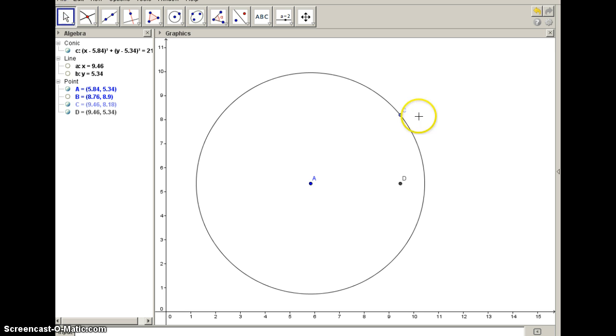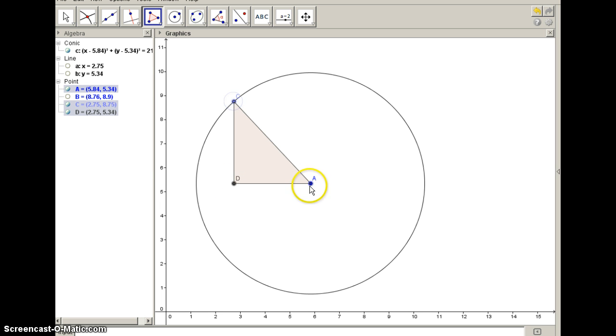I want you to focus on D for a minute as I move A around. Now notice that as C goes around the circle, staying on the circle, D stays inside the circle, with the sole exception of when D and C are at the same point, which is just at one exact location. Otherwise they are very close to the same point, but they are not the same point. But what do I know about C and D? Well, what I know about them is that they form a right triangle.